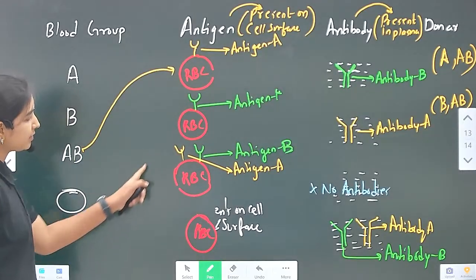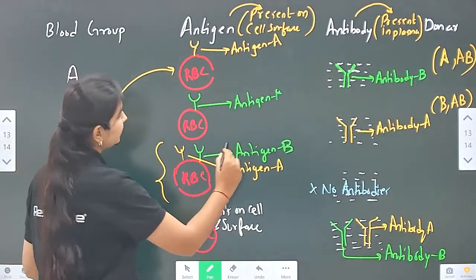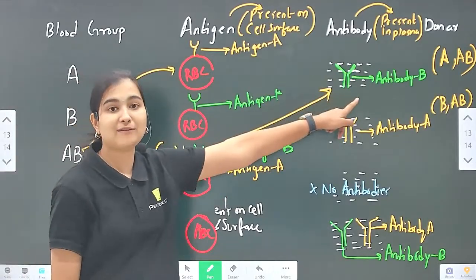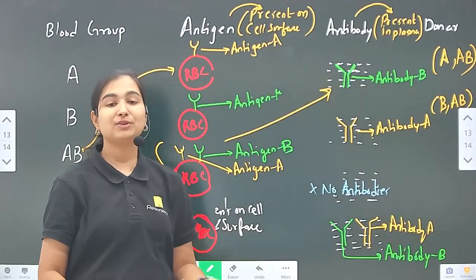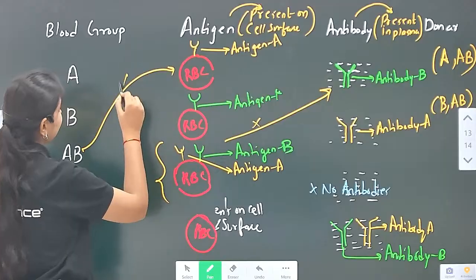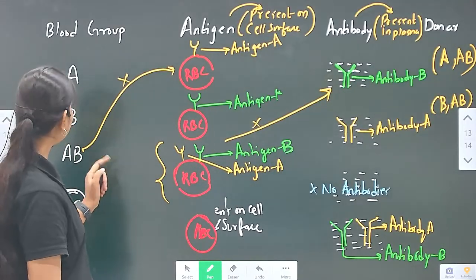Now when it goes into the plasma, what will happen? They have an antigen B, and in the plasma you have the antibody. So what happens if it donates? There would be clumping. So this is not a good match. So they can't donate.